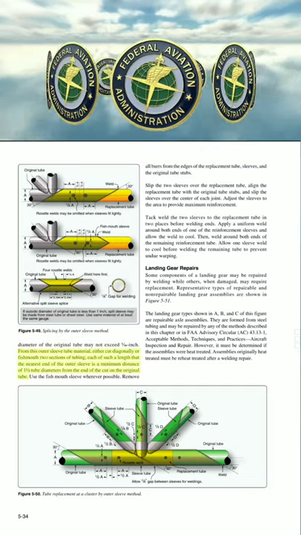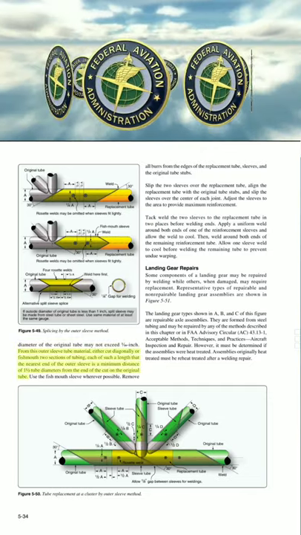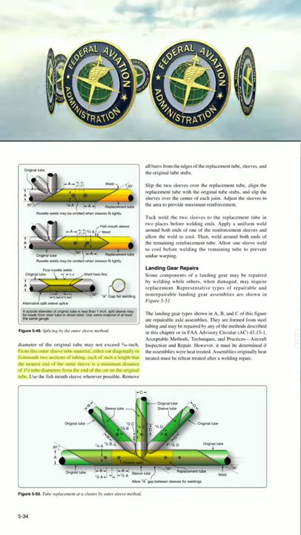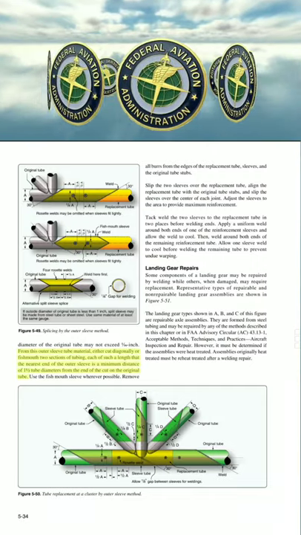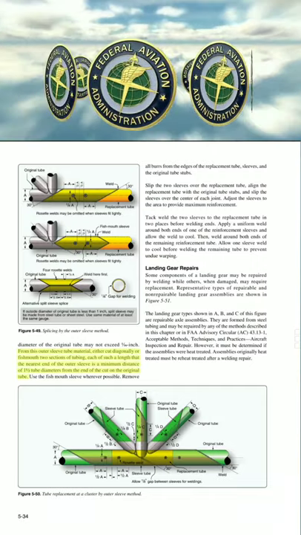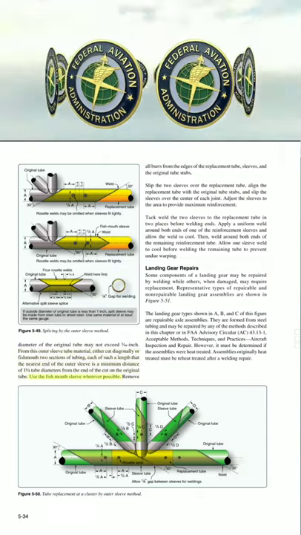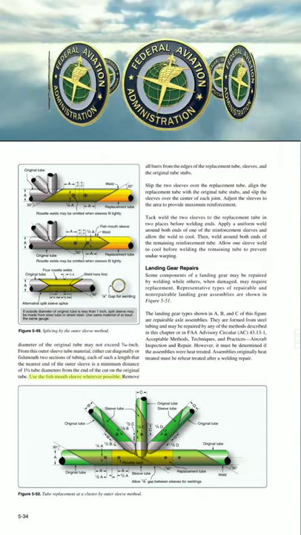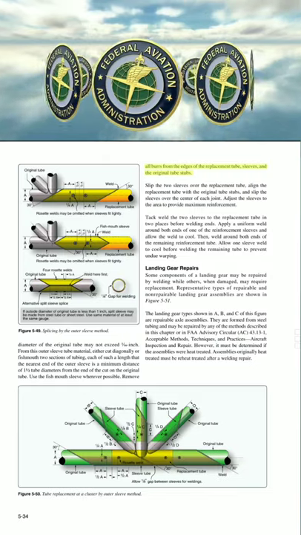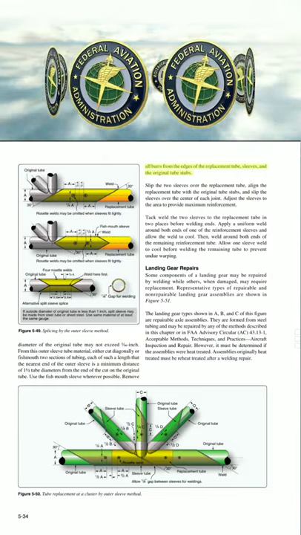From this outer sleeve tube material, either cut diagonally or fishmouth two sections of tubing, each of such a length that the nearest end of the outer sleeve is a minimum distance of 1.5 tube diameters from the end of the cut on the original tube. Use the fishmouth sleeve wherever possible. Remove all burrs from the edges of the replacement tube, sleeves, and the original tube stubs.